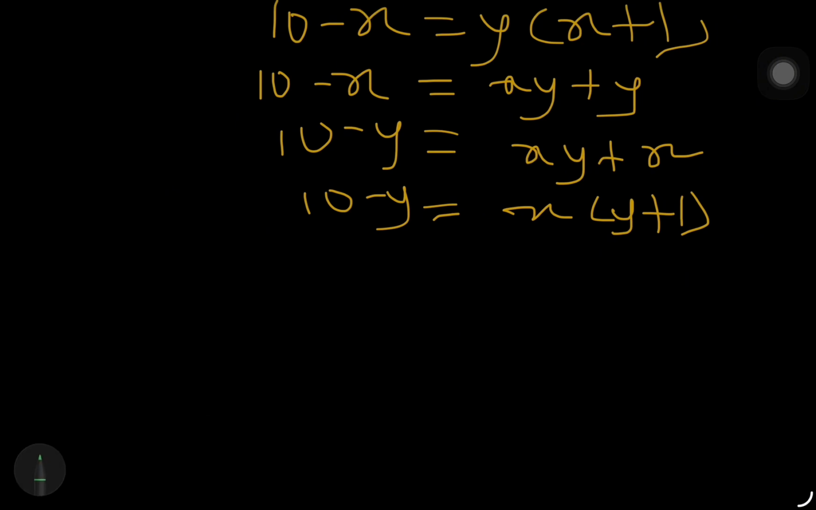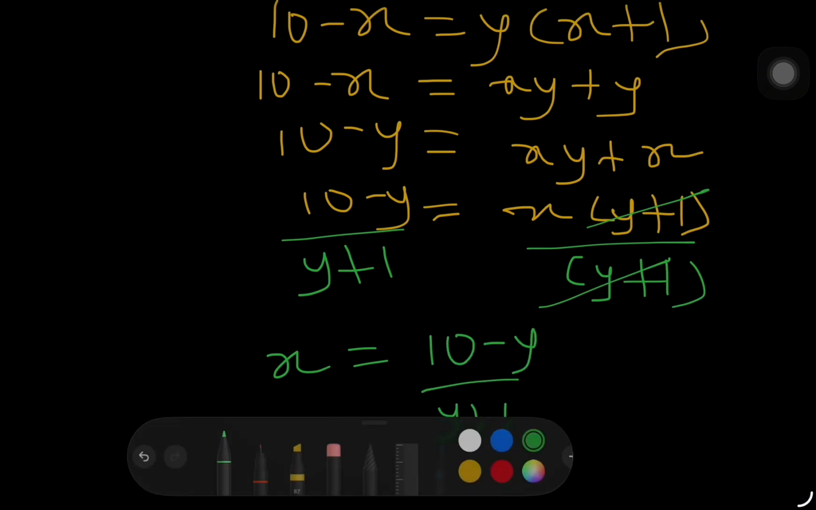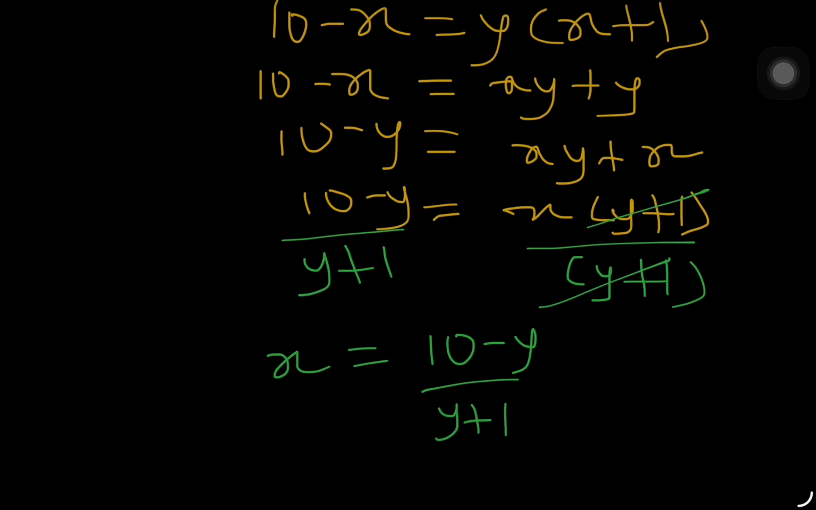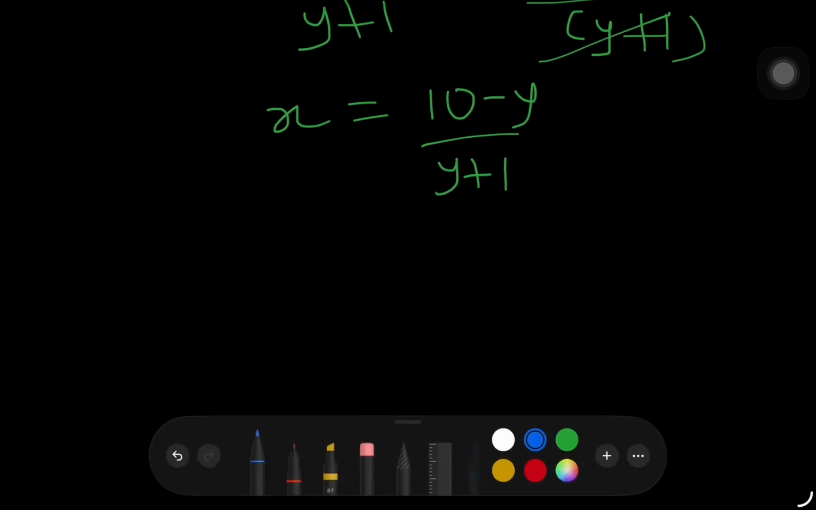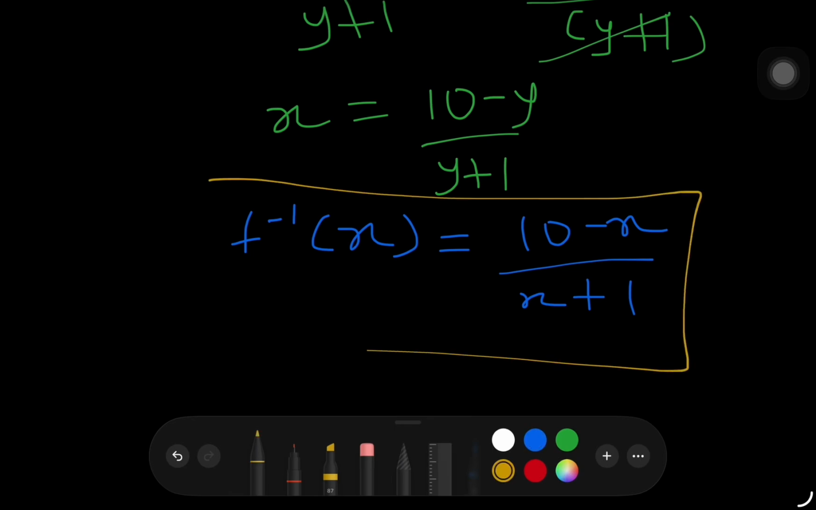Afterwards, since x is out, we divide here by y plus 1. This will take care of this, so that x will now be equal to 10 minus y over y plus 1. Then we redefine our variables and have f inverse of x equals 10 minus x over x plus 1. Simple.